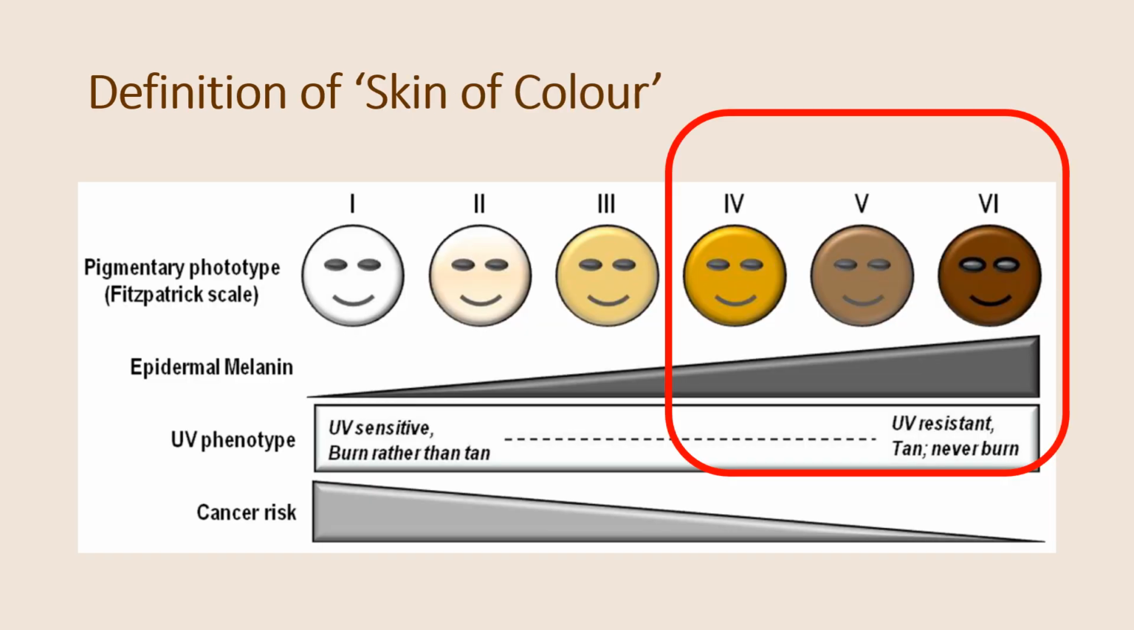What is the definition of skin of colour? The term skin of colour isn't very well defined, but we often use it to describe individuals who have Fitzpatrick type 4 to 6 skin. I've highlighted this on the Fitzpatrick scale using a red box. It's important to note that the Fitzpatrick type of an individual is independent of their ethnicity and their racial origin.